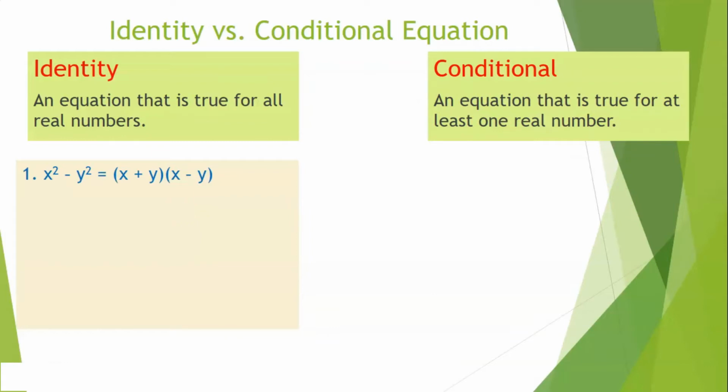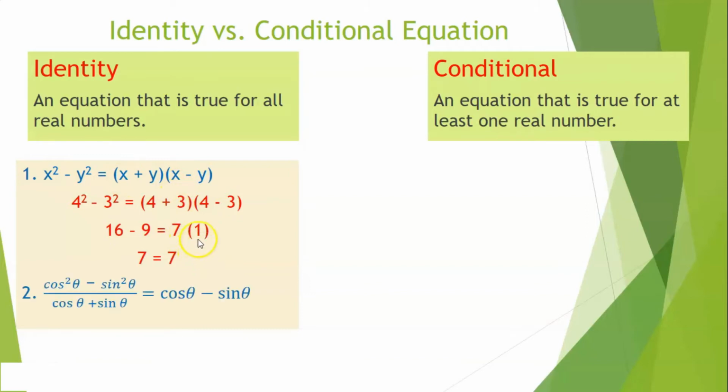An example of an identity is this one. This is a difference of two squares, which is basically the product of the sum and difference of its roots. So meaning here, whatever value we replace x and y with, it will always make this equation true. For example, we will have x as 4 and y as 3. So we will replace x and y with those values and we will end up with this. 16 minus 9 is 7, which is exactly the same as 7 times 1. Again, this is an example of an identity.